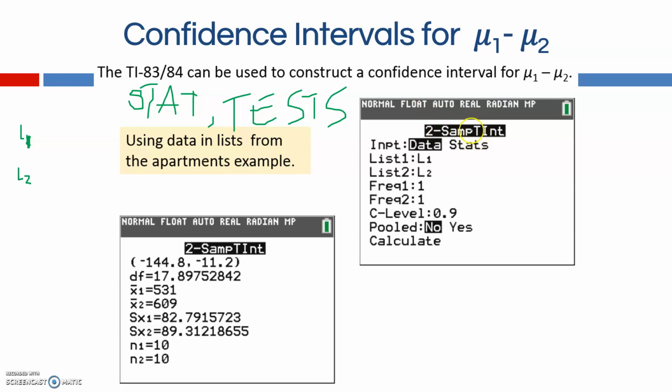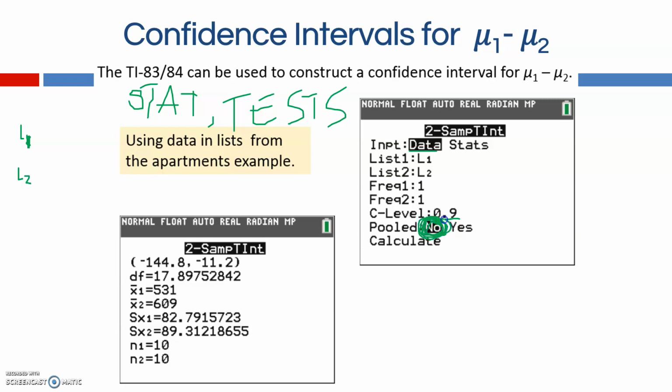Okay, don't accidentally click on the Z. But here you're going to input your data because you have entered two lists of data. Keep the frequency at 1 and 1. Use whatever confidence level is given. Here it was 90%. Now you are always going to hit no for pooled. We'll talk more about that later in the week. Just say no to pooling here.